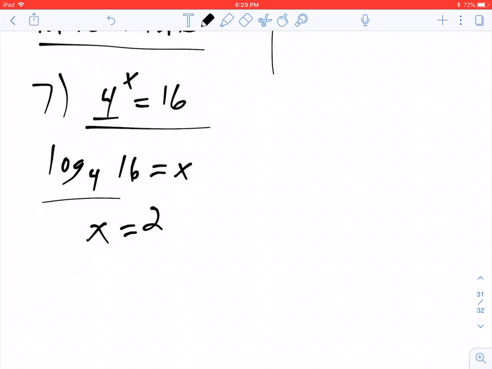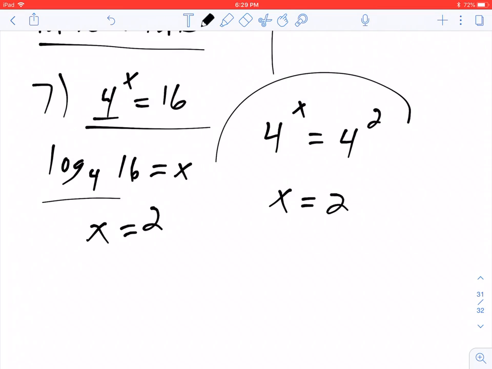What you would do is you would actually use the one-to-one property. So you could write 4 to the x equals 4 to the second. And then you can say x equals 2. Now, obviously, this way is the most straightforward way.